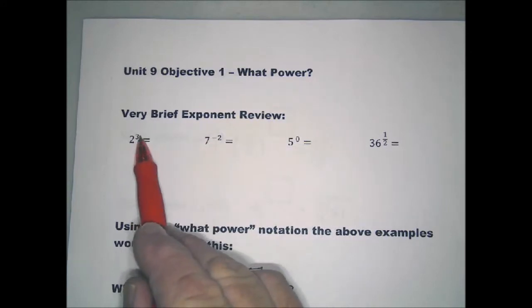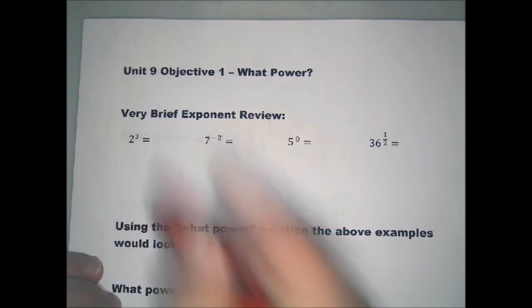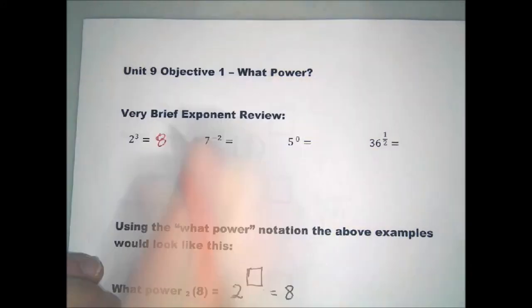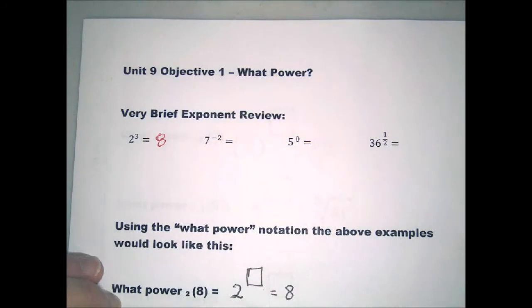2 to the 3rd power is 8 because 2 times 2 times 2 is 8. It isn't 6. It's not saying 2 times 3. It's saying 2 times 2 times 2.